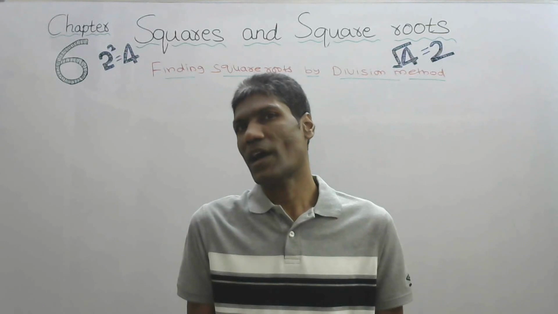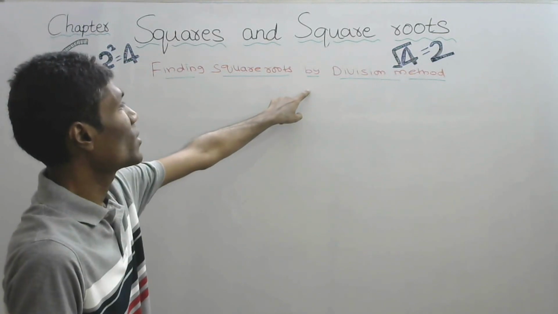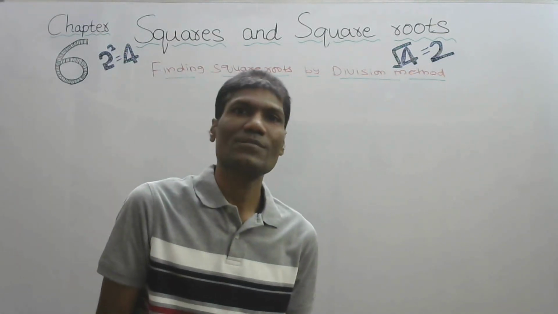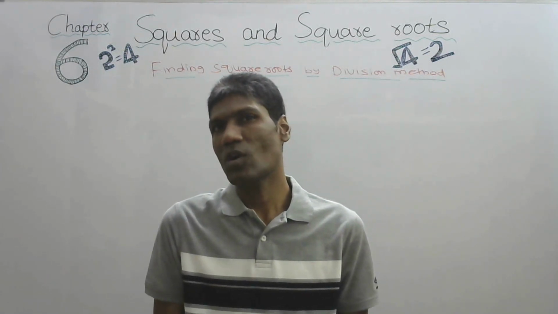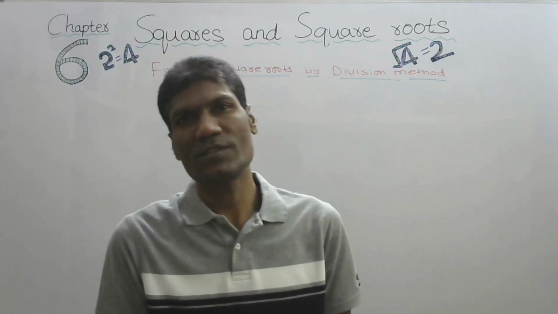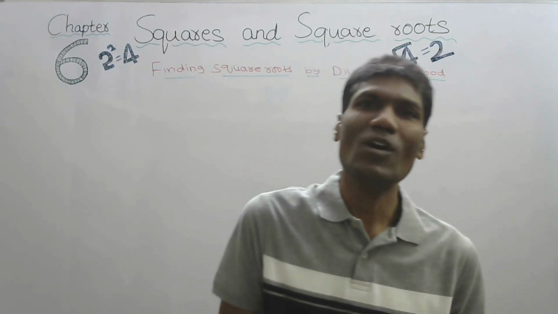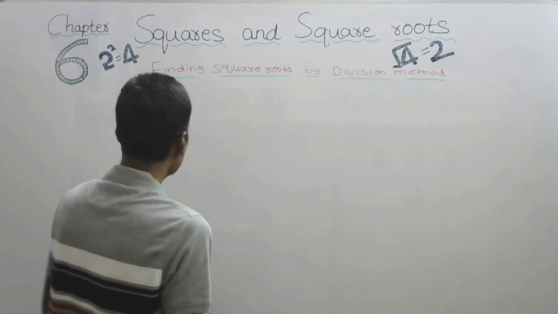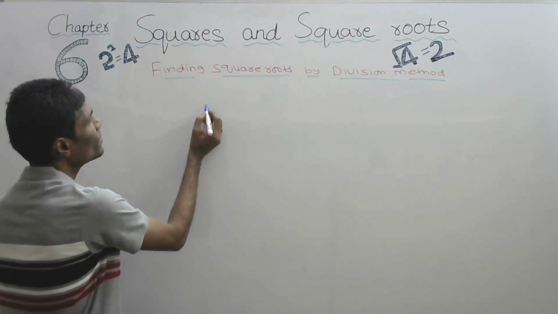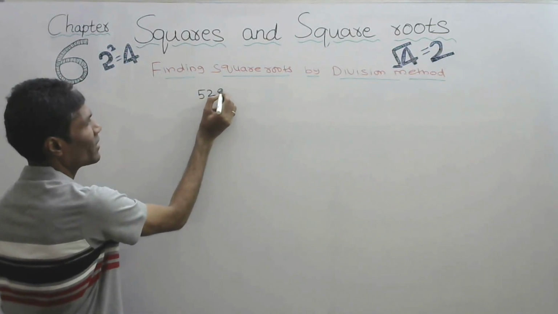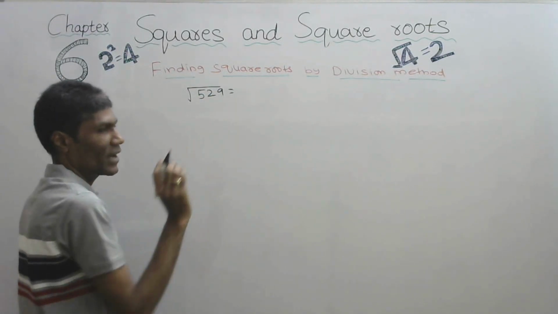So we have another method called finding the square root by the division method. This is the method which is widely used. By this we can calculate the square root of any number, even if the number is in thousands, 10,000s or in lakhs also. Let us see how we will do it. We will start with a small number so that we can understand. Say, take an example of 529. We need to find the square root of 529.